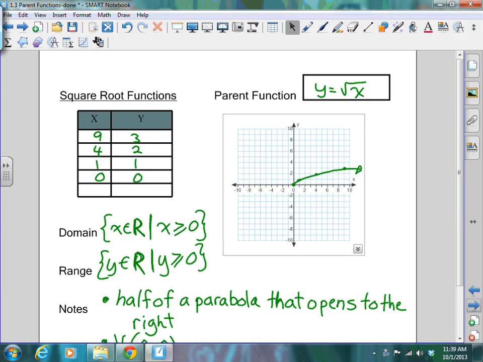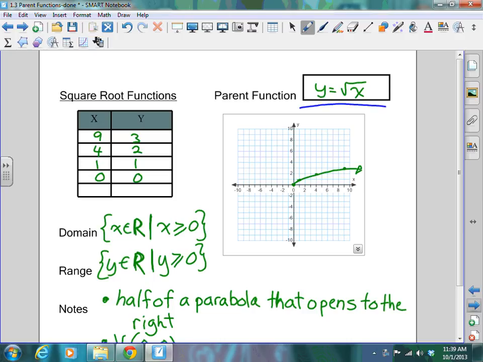Okay, the third one is our square root function. We've been talking a little bit about this in class. It looks like a half of a parabola turned sideways. Taking a look at this parent function, it's y equals the square root of x.